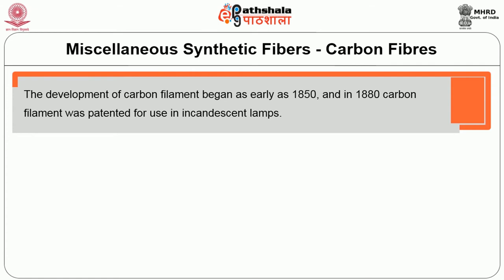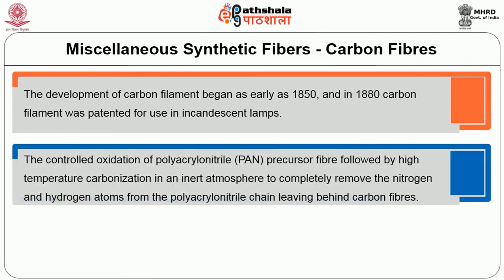The development of carbon filament began early in 1850, and in 1880 carbon filament was patented for use in incandescent lamps. One of the popular techniques used in carbon fiber production is the controlled oxidation of polyacrylonitrile or PAN precursor fiber, followed by high temperature carbonization in an inert atmosphere to completely remove the nitrogen and hydrogen atoms from the polyacrylonitrile chain, leaving behind the carbon molecules or the carbon fiber.